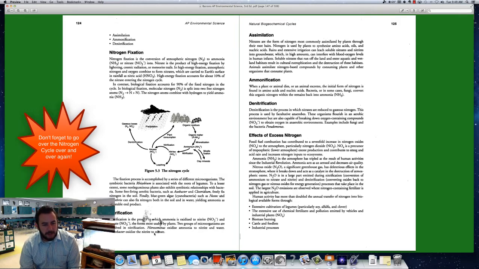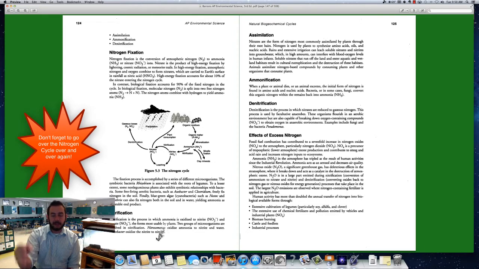And these are the Nitrosomonas, which oxidize the ammonia to nitrite in water, and then Nitrobacter, which actually oxidize the nitrite to nitrate. So nitrate is probably the best usable form, but plants can absorb nitrite and nitrate and use them.